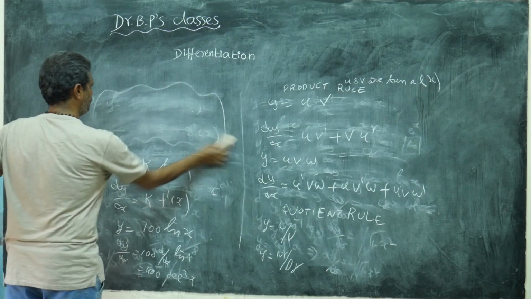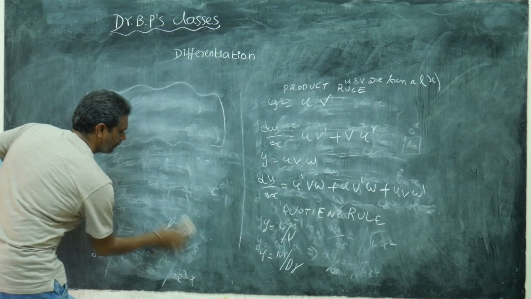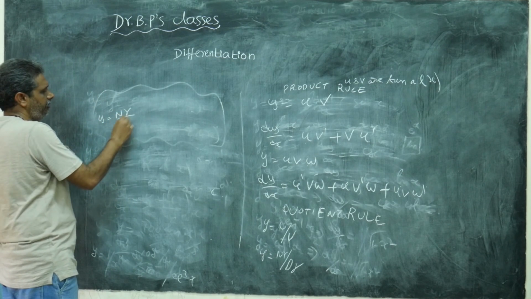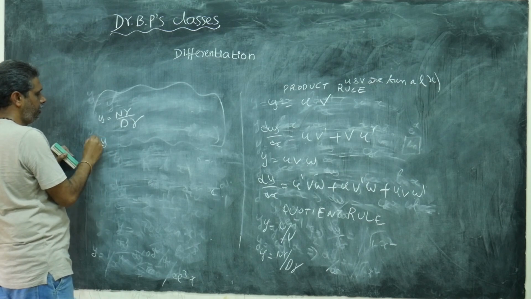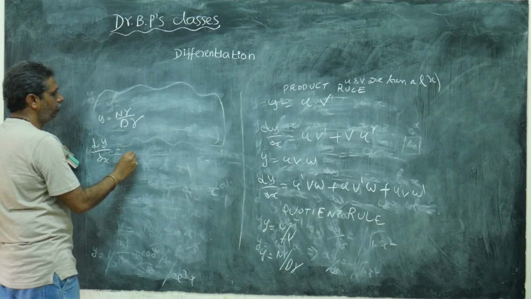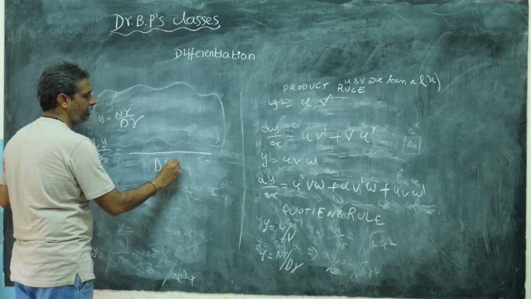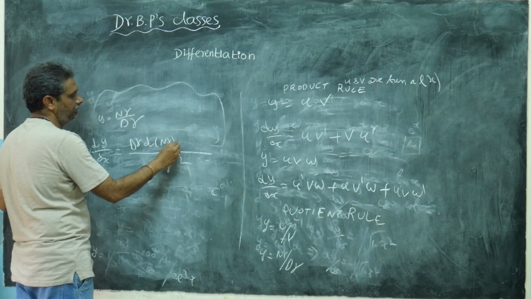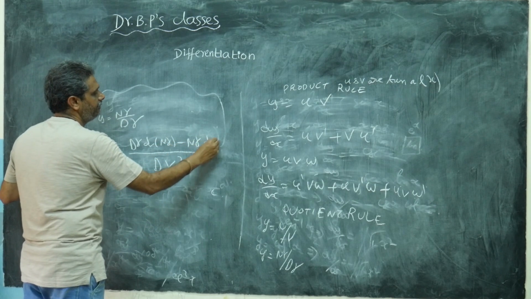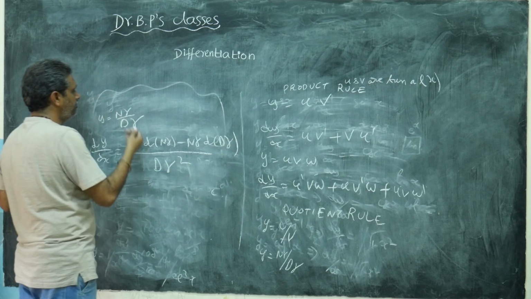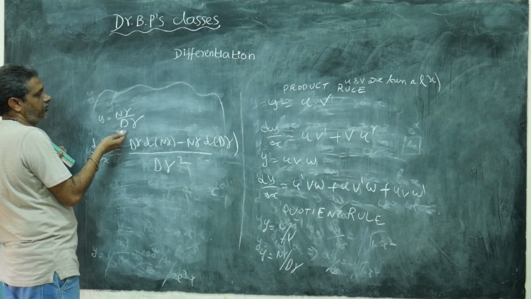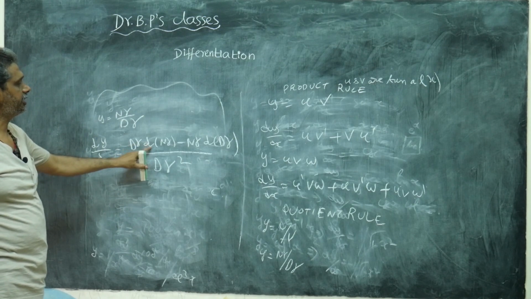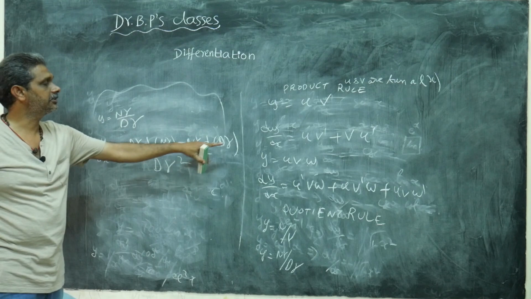You see. Y is equal to numerator by denominator, I am writing. Then what will you do? dy by dx equals denominator whole square in the denominator. First you write denominator whole square. Then denominator into differentiation of numerator minus numerator into differentiation of denominator. So how can you remember? Nurse by doctor. Doctor always down, nurse should be on top. So denominator square, denominator into differentiation of numerator minus numerator into differentiation of denominator.